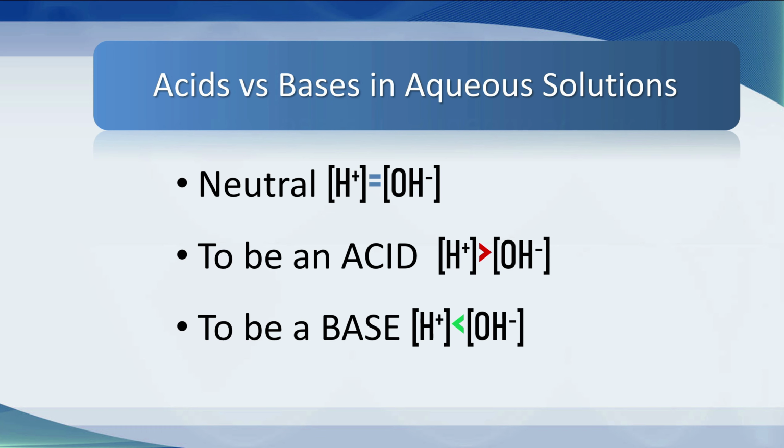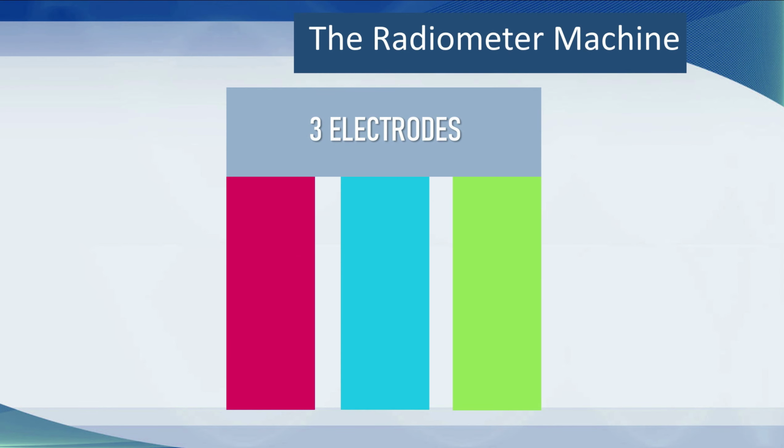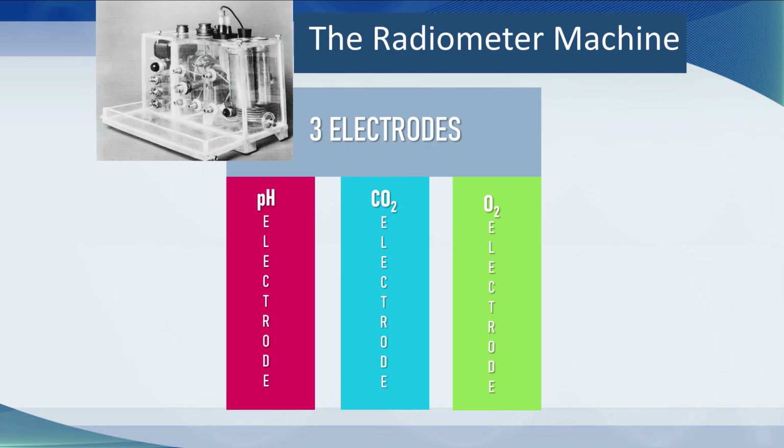Over the next number of decades after Sørensen developed the pH idea, there were various different machines devised to measure pH, and it wasn't really until the 1950s that blood gas machines as we understand them became available for clinical practice. And the modern radiometer machine that was developed way back in the 1950s has 3 electrodes: a pH electrode, a carbon dioxide electrode, and an oxygen or Clark electrode. This is the original blood gas machine developed by Severinghaus and colleagues.